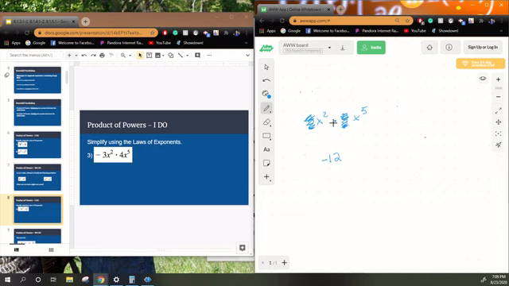Well, these have the same base. They're both x. So this is saying x times x, and this is saying x times itself 5 times. So I can simplify that by adding this 2 and that 5 to get x to the 7th power. So simplifying using the laws of exponents, I added my two exponents with the same base, and I just multiplied my coefficients normally to get negative 12x to the 7th.